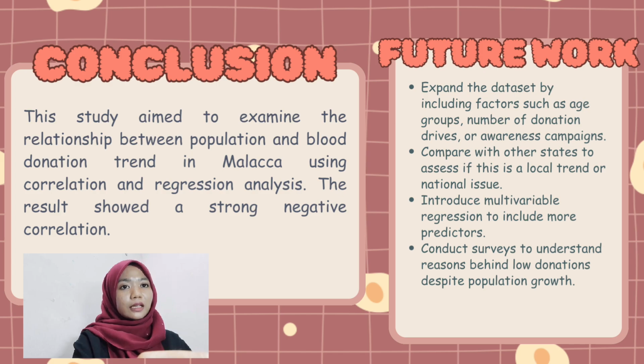Expanding the study to include data from other states or a longer time period could help determine whether this is a local issue or part of a broader national pattern. Additionally, incorporating qualitative data such as surveys or interviews could provide insight into public attitudes toward blood donation. Using a multivariable regression model may also improve the accuracy of future predictions and support better planning for blood donation initiatives.